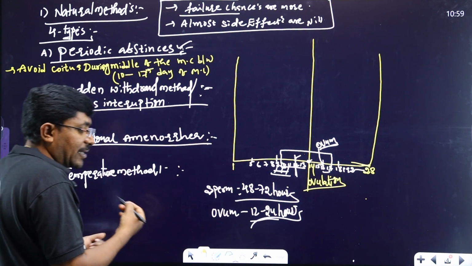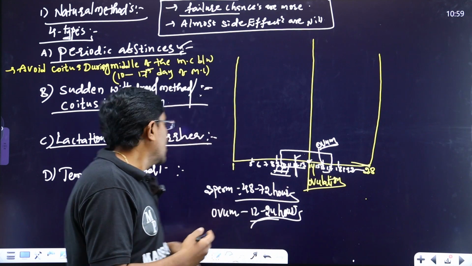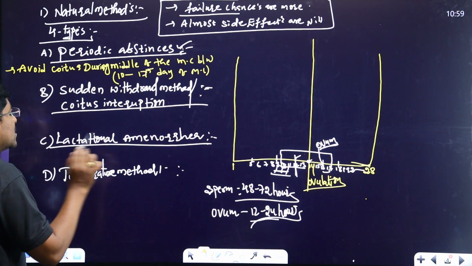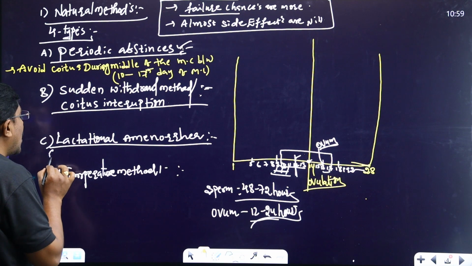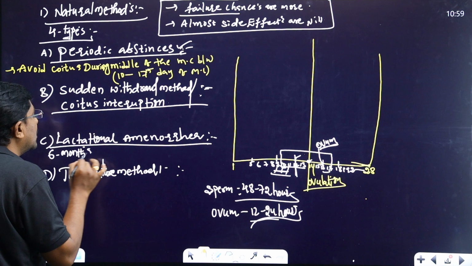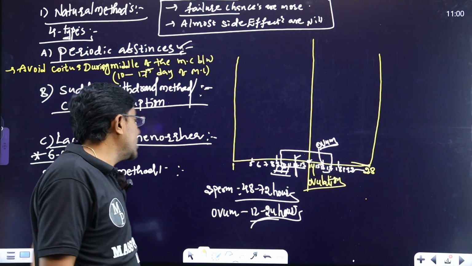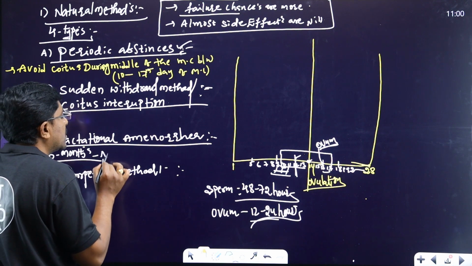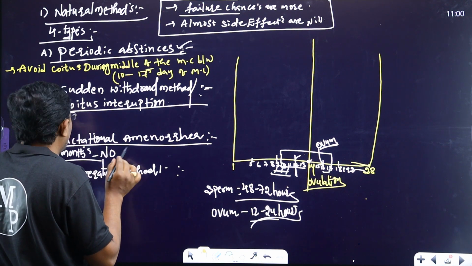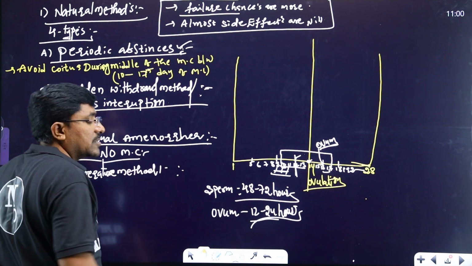So, I think we have already clearly discussed the lactational period in the menstrual cycle especially. So lactational amenorrhea means after parturition, approximately 6 months, there is no menstrual cycle. Okay, 6 months there is no menstrual cycle. Approximately the first 6 months there is no menstrual cycle.